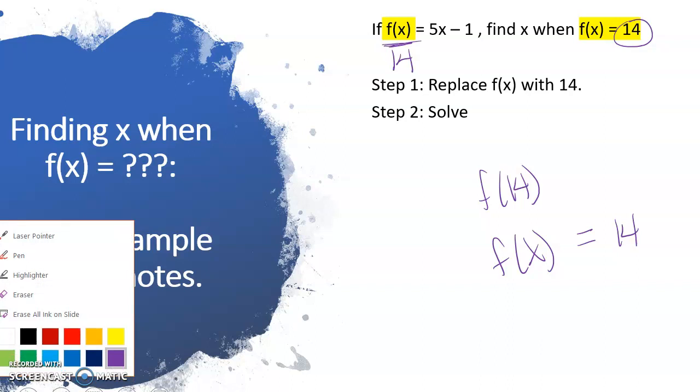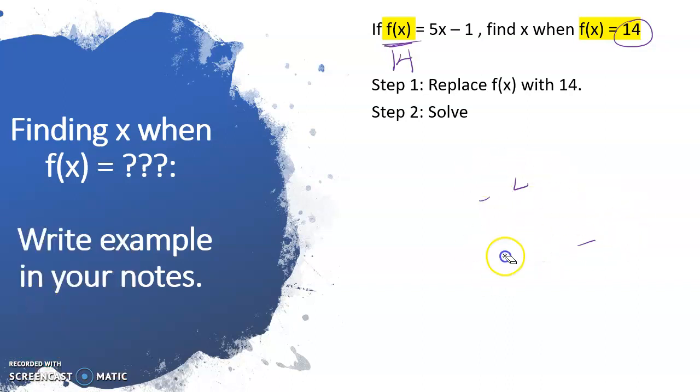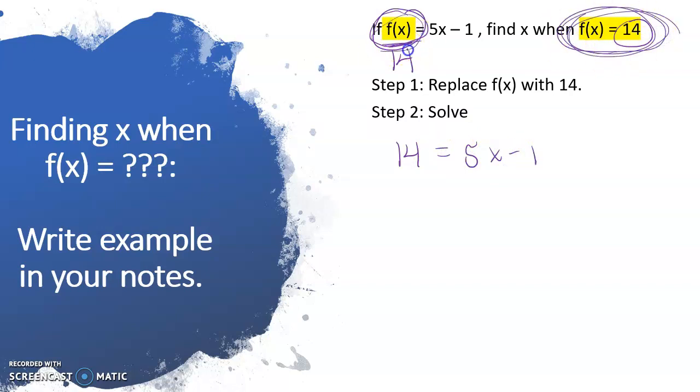So let me erase the screen here. All right. So whenever it says f of x equals a number, that means you're replacing the entire thing. So it's kind of like replacing y if it was y equals. So I'm going to say 14 equals 5x minus 1. Because it tells me f of x is 14. This whole thing is 14. I'm not just inputting 14 anymore. And then I just solve like a regular equation.